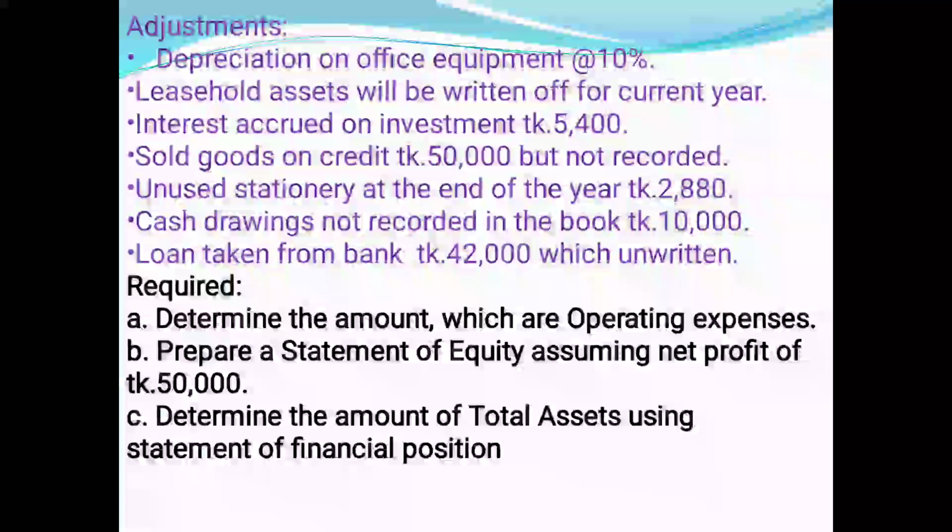Sold goods on credit but not recorded. For this adjustment, two postings are available. At first, 50,000 to be added with sales in income statement. Another one, 50,000 to be added with account receivable or debtors.